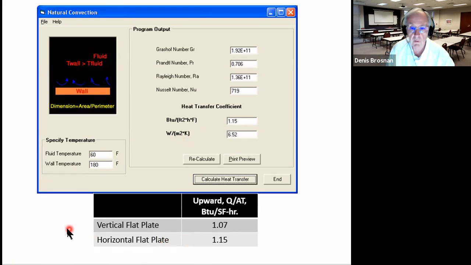Now, of course, in a large industrial plant, we almost always have some airflow around the plant. And you're going to find out that eSolutions uses a default airflow of about 2 miles per hour. That's pretty slow.